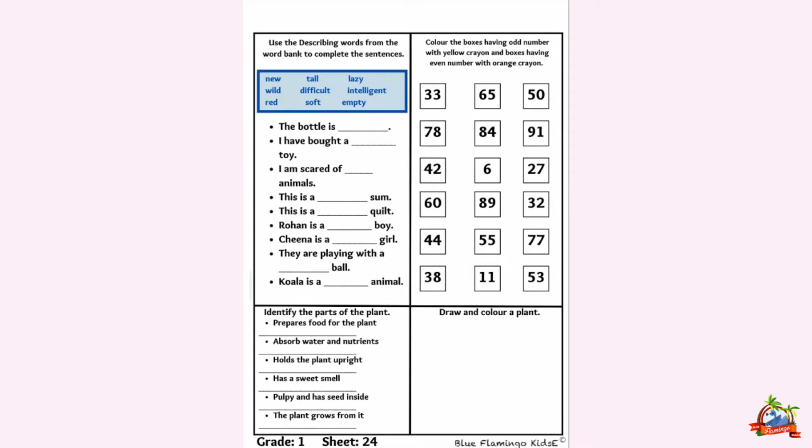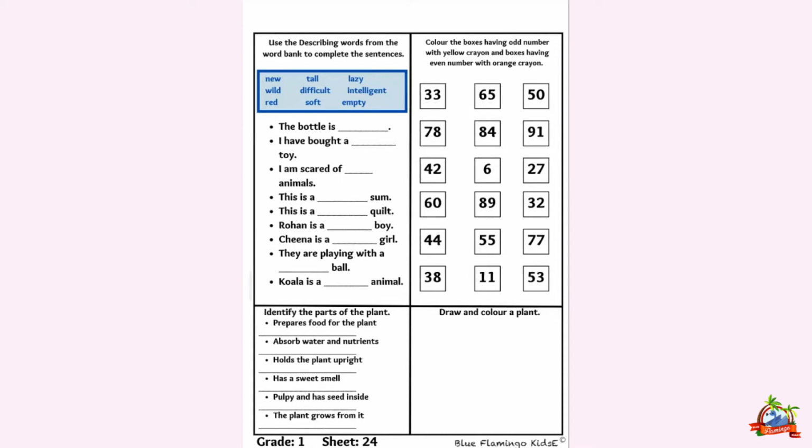Let us start. This sheet is divided into 3 different parts. We have 3 different sections in this sheet, in which we will learn about 3 different subjects: English, Maths and EVS. Let us start with our first subject, English.